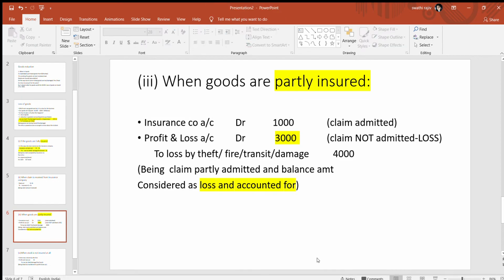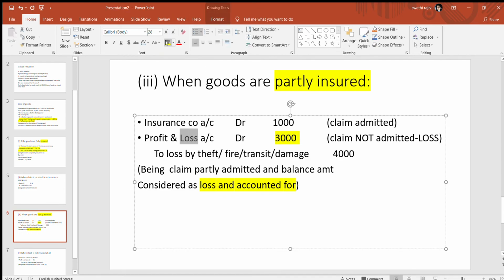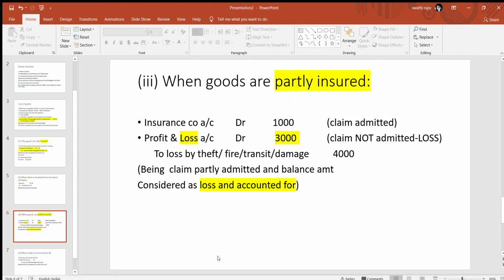Now the last one. So our journal entry once again: Insurance company account debit, the amount, however much claim is admitted. P&L account debit, this is a loss in this situation. The claim not admitted is a total loss for us now, and it has to be borne by the business. To loss by theft or etc., whatever your situation is. So the narration goes, being claimed partly admitted and balance amount is considered as loss.